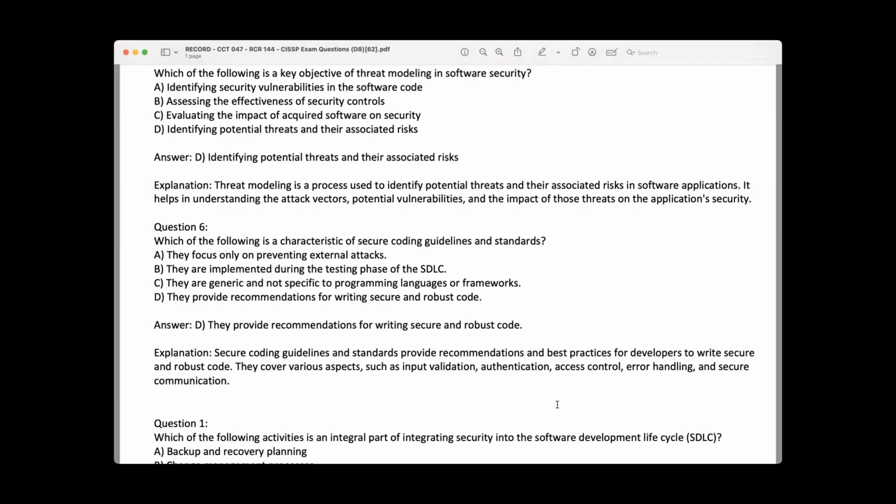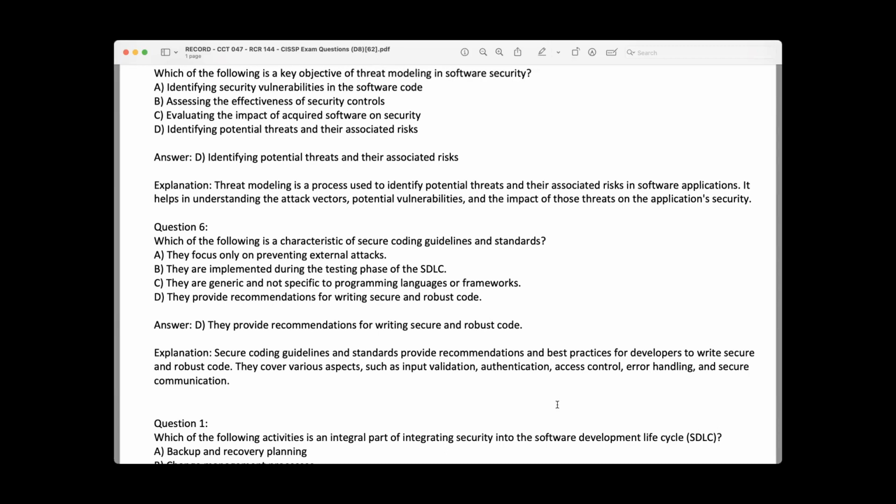That one can seem a little nebulous, so you have to think about it a bit. A, they focus on preventing external attacks. No, they don't do that. They are implemented during the testing phase of the SDLC. You'd want them earlier than the testing phase. They are generic and not specific to programming. You don't want them necessarily to be generic. And D is they provide recommendations for writing secure and robust code. That would be your secure coding guidelines and standards. The answer would be D.